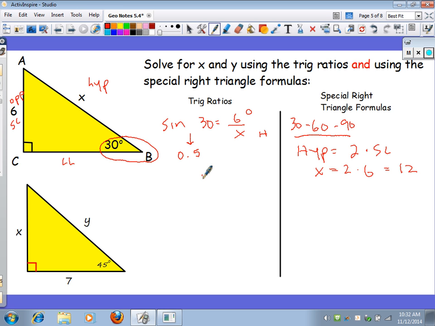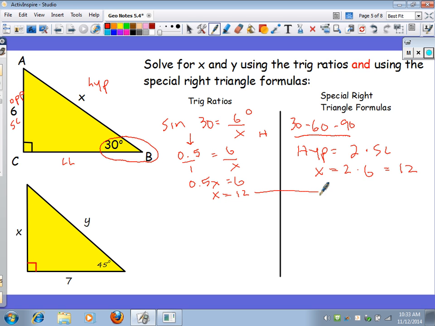You know why? What's the ratio between short leg to hypotenuse in every 30, 60, 90? A 1 to 2 ratio, right? What does 1 over 2 become as a decimal? 1/2 or 0.5. That's why the sine of 30 is 0.5. Because it's always going to be a 1 to 2 ratio. So if you put 0.5 equals 6 over x, put a 1 under it and multiply your diagonals, you get 0.5x equals 6. Divide by 0.5, you're going to get x equals 12.